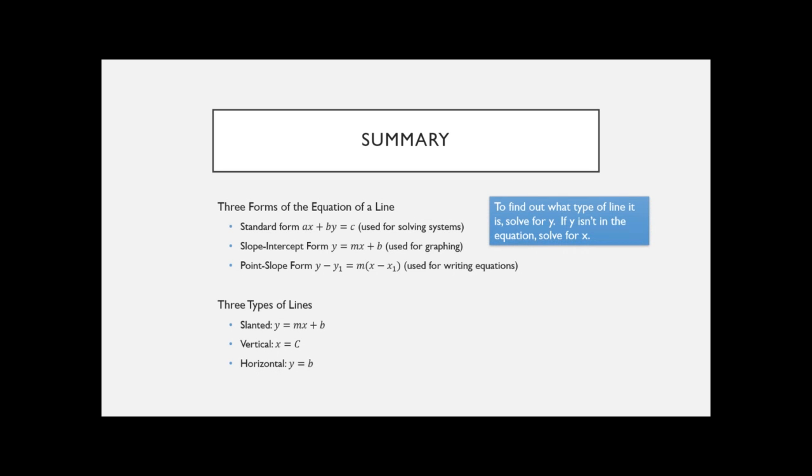So to go back to the 3 types of line, whether it's slanted, vertical, or horizontal, if you're not sure, solve your equation for y. And then check, is it in the form for slanted or is it in the form for horizontal? If there's no y in the equation, then it must be a vertical line, and you solve it for x, and then that gives you the form. So if y doesn't exist in the equation, it's vertical. If you have y, you need to solve for y. If you have y and x does not exist, or if x somehow cancels out, then you have a horizontal line. But solving for y is best to determine what kind of line you have.